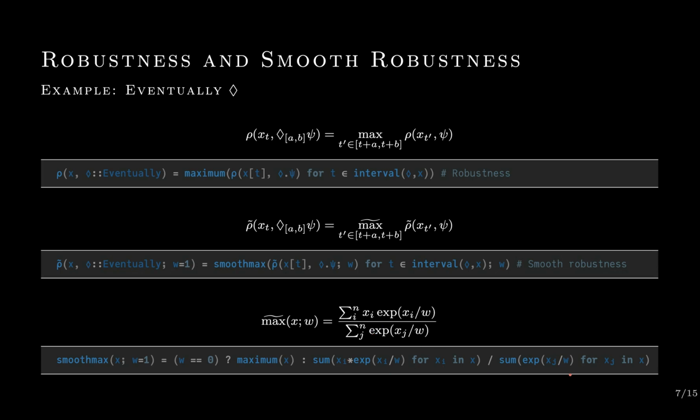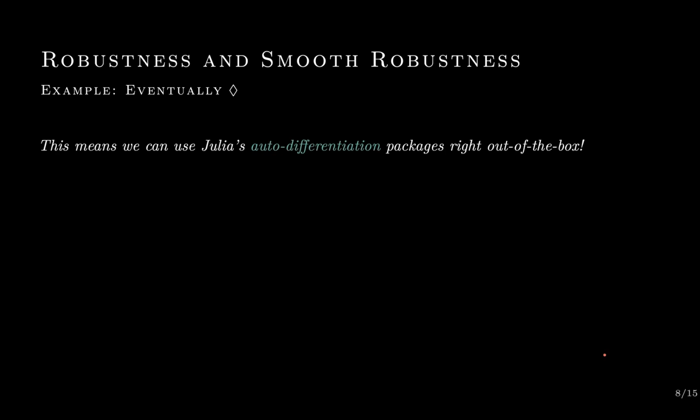And one of the nice things about this is you can see if we just used the maximum and we try to take, say, a gradient of the robustness, then the maximum doesn't really play well with gradients as shown in lecture. And so if we have a weight value anything other than 0, then all of the functions that we're actually running within Julia are, say, sum, multiplication, exponentiation, division, and so forth. And so these are really simple operations. And what this means, which is really nice, is that we can use Julia's built-in auto-differentiation packages right out of the box.